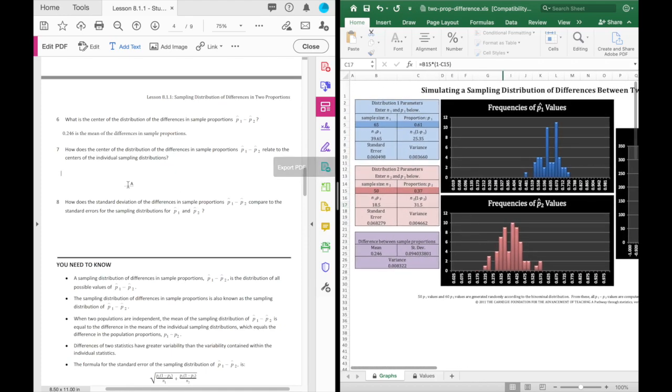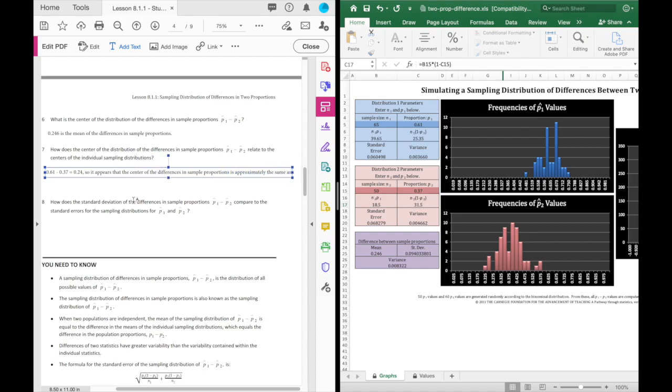And that is actually true, because let's look at the center of the first guy. The center of the first guy, as we know, is 0.61, right? Remember, the mean is just p. So 0.61 minus 0.37, that's equal to 0.24. So it appears that the center of the differences in sample proportions is approximately the same as the difference in the centers of the individual sampling distributions.